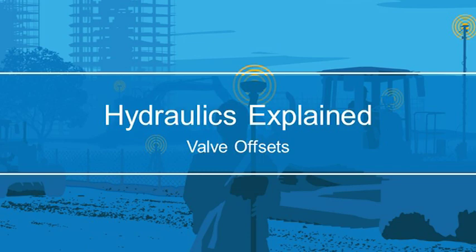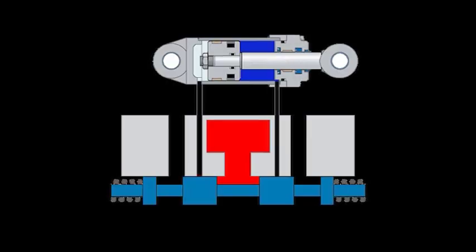This video will explain valve offsets for TOPCon 3D machine control. This example of a simplified hydraulic system has the valve connected to the hydraulic cylinder via hydraulic lines.